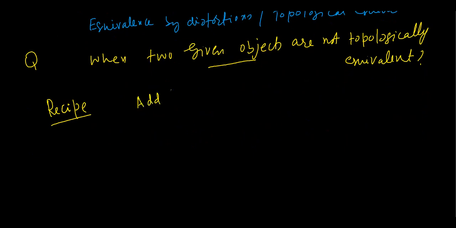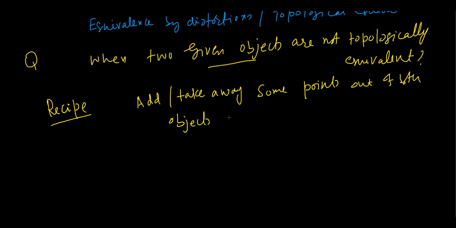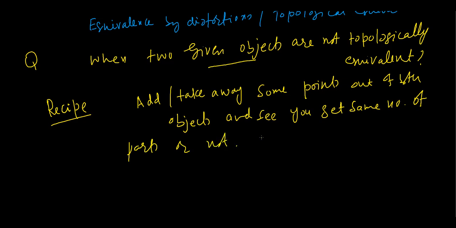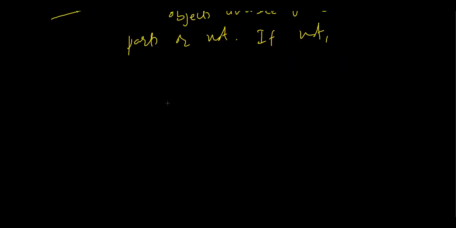You know, the easiest way is this: add or take away, for example, some points, or pieces out of both objects, and see if you get the same number of pieces or not. So if not, imagine that you took away some points from both objects, and it turns out that both objects have been separated into a different number of pieces, then probably they are not topologically equivalent actually. So let me illustrate this through an example.